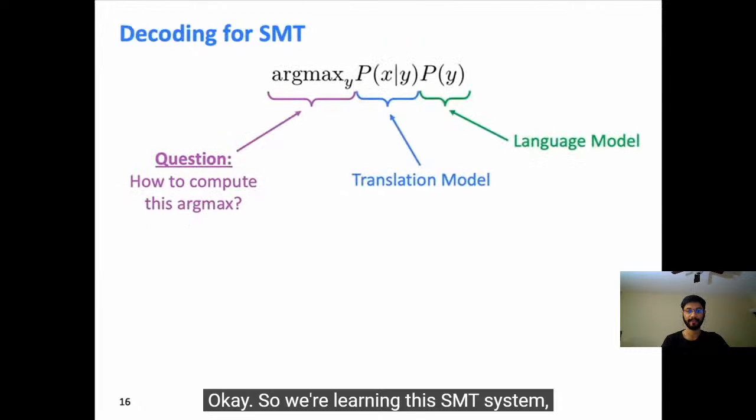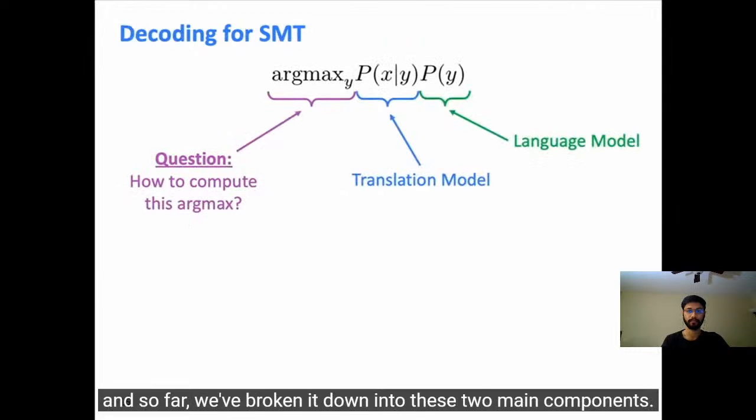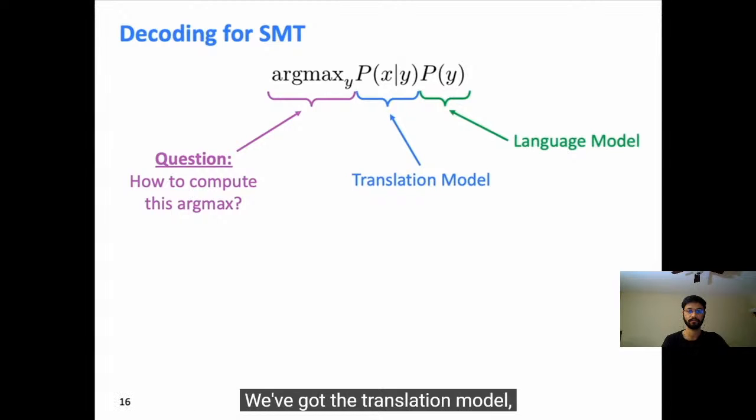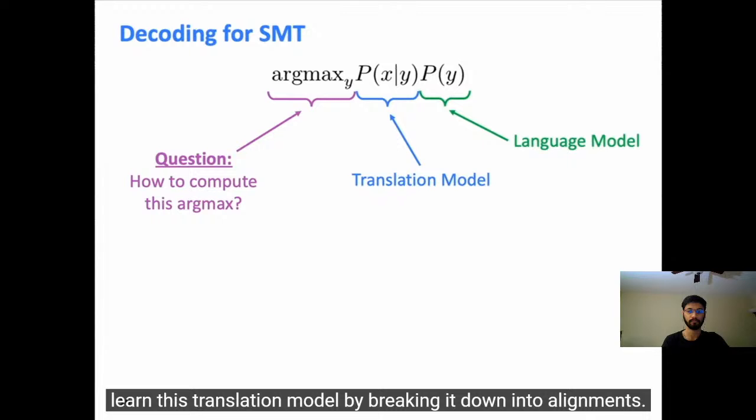Okay, so we're learning this SMT system, and so far we've broken it down into these two main components. We've got the translation model and we've got the language model. And we understand a little bit about how you might learn this translation model by breaking it down into alignments. So a question remains, how do you do the argmax over y? How do you find your French sentence y that maximizes this probability?